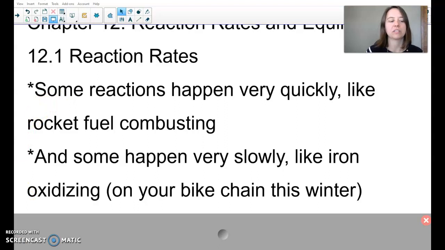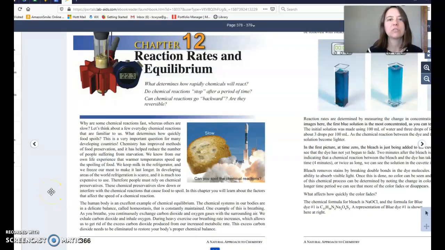weeks or even months. Looking at our book, and if you would like to follow along, we're on page 366 in our book, chapter 12. Some things you'll be able to answer at the end of this chapter. What determines how rapidly chemicals will react? Do chemical reactions stop after a period of time? And can chemical reactions go backward, and can they be reversible?